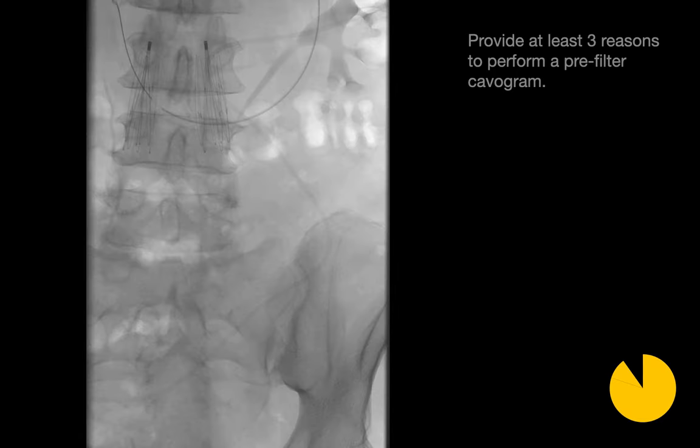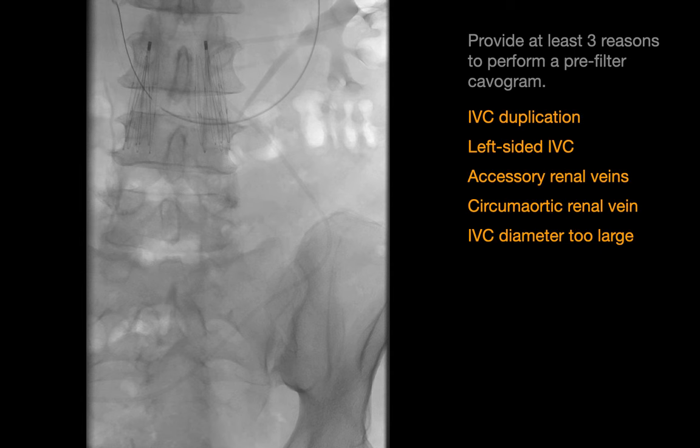Provide at least three reasons to perform a pre-filter cavogram. So the pre-filter cavogram gives us a lot of opportunities to see anatomic variants such as IVC duplication, a left-sided IVC, accessory renal veins, and circumaortic renal veins, all things that could affect how many and where we would place a vena cava filter. In addition, we also may be able to tell if the patient's IVC may be too large to handle most standard vena cava filters.